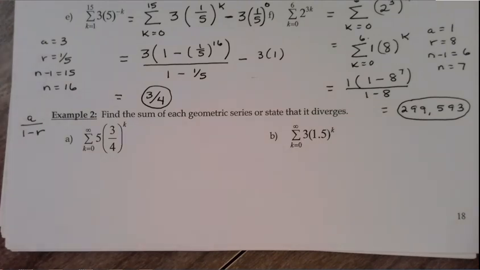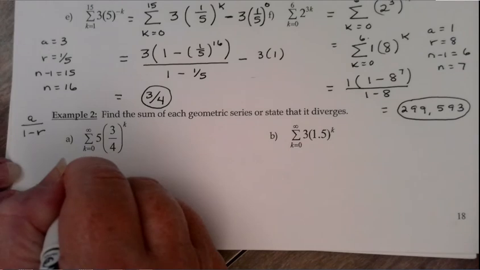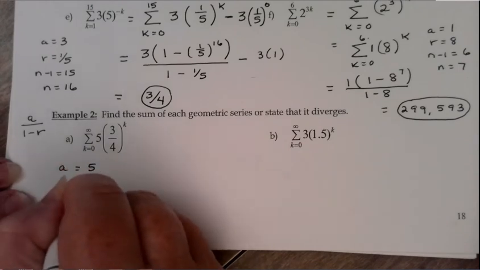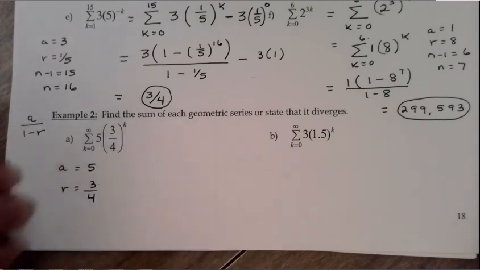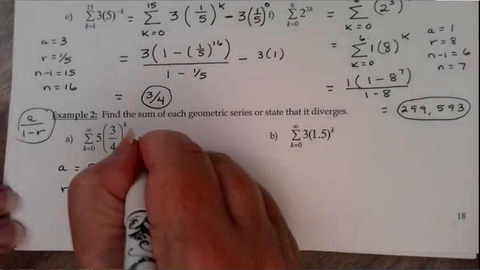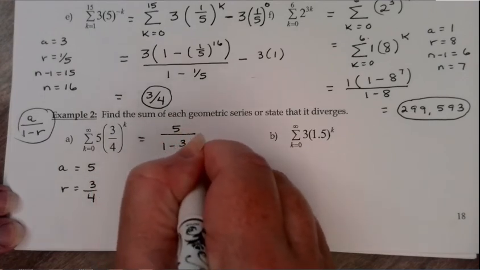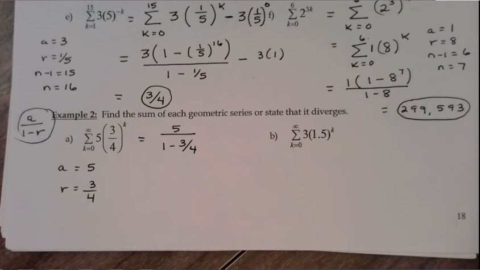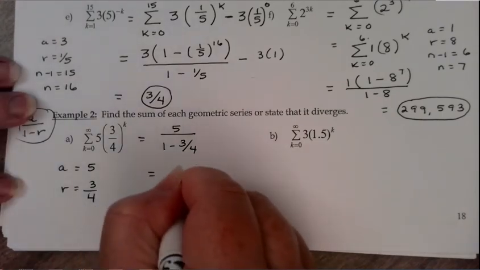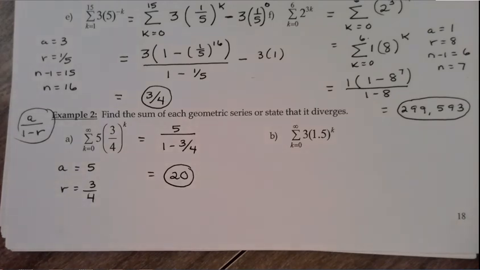So here we go. First one, we've got an a of 5 and an r of 3/4. And that's all I need to know. I just plug into my formula for an infinite sum. 5 over 1 minus 3/4. And that comes out to 20. These are actually less complicated than the finite ones, huh?